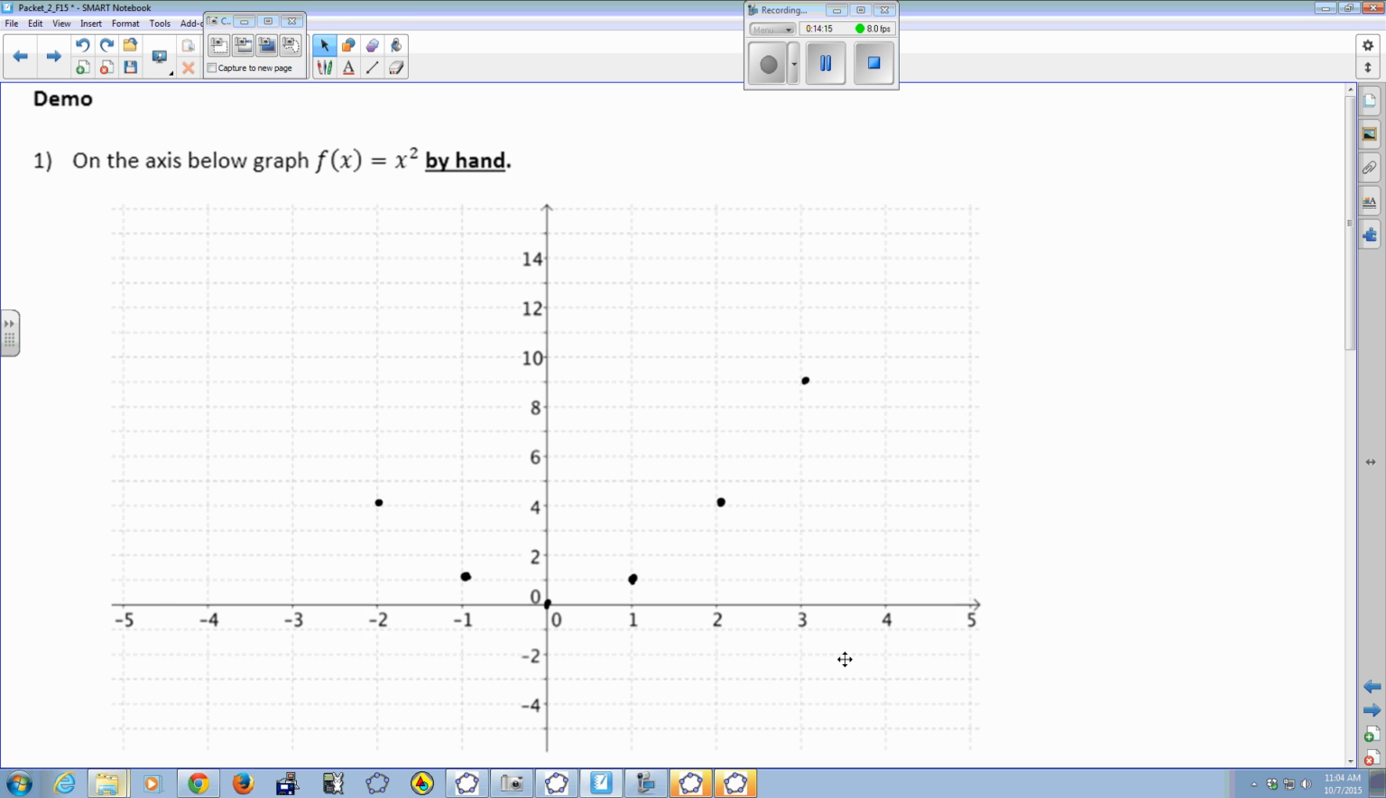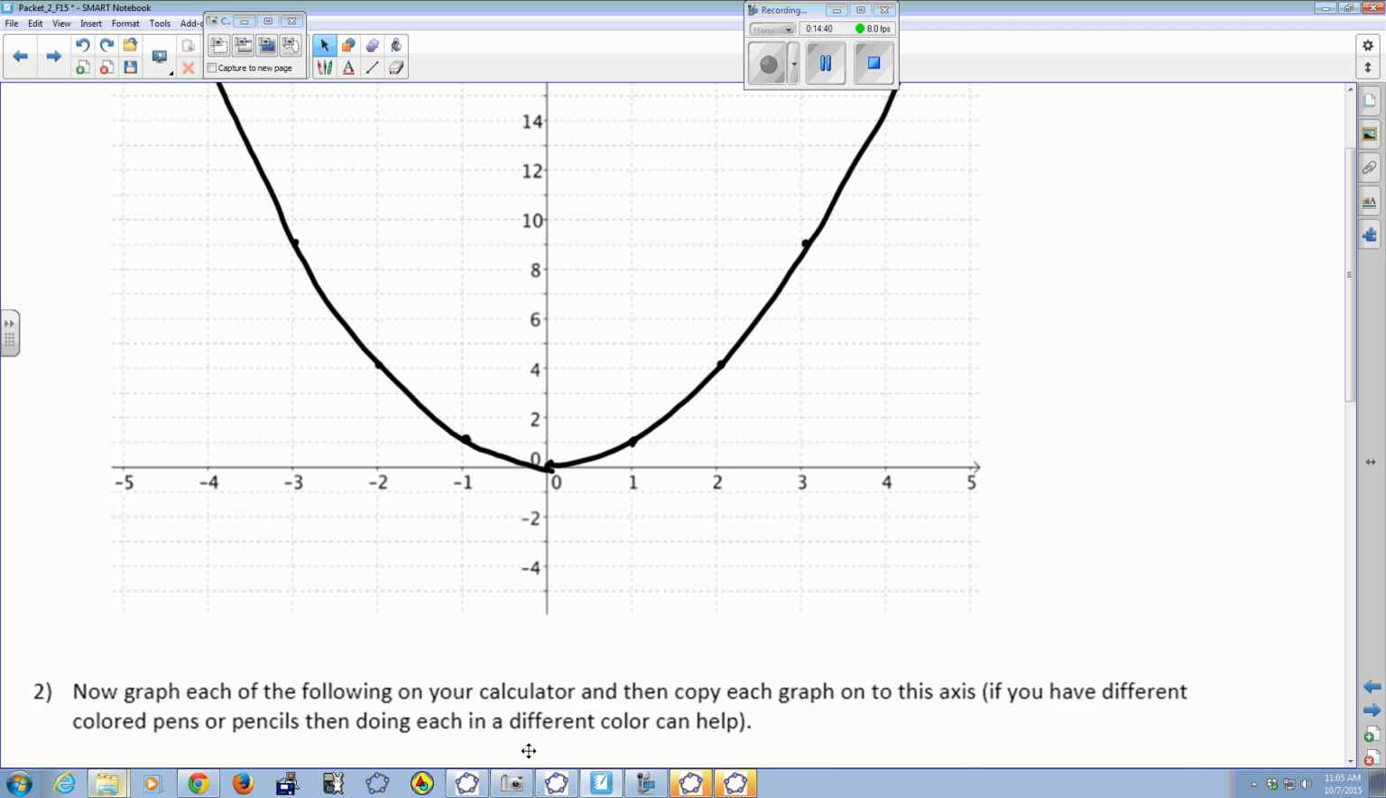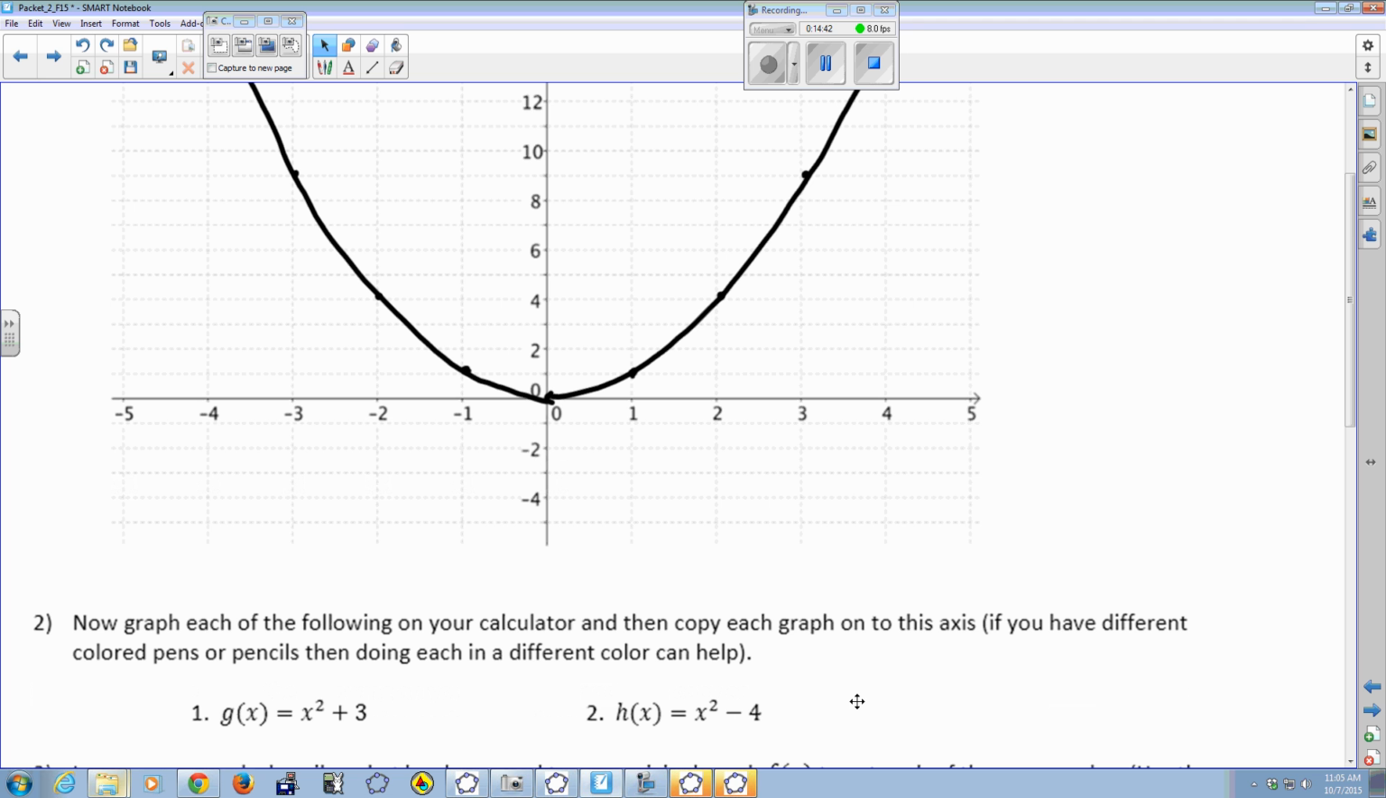If I make any mistakes putting these dots anywhere they don't belong, let me know. These little solutions, these ordered pairs. All right, so there's f of x equals x squared. You have 2 ways you can label that. You could just put an f like that, or you could say f of x equals x squared. Either way. So what are we going to do to this? Now we're going to graph on our graphing calculator and then copy each graph onto the axis. If you have different colored pens and pencils, then doing each in a different color can help you.